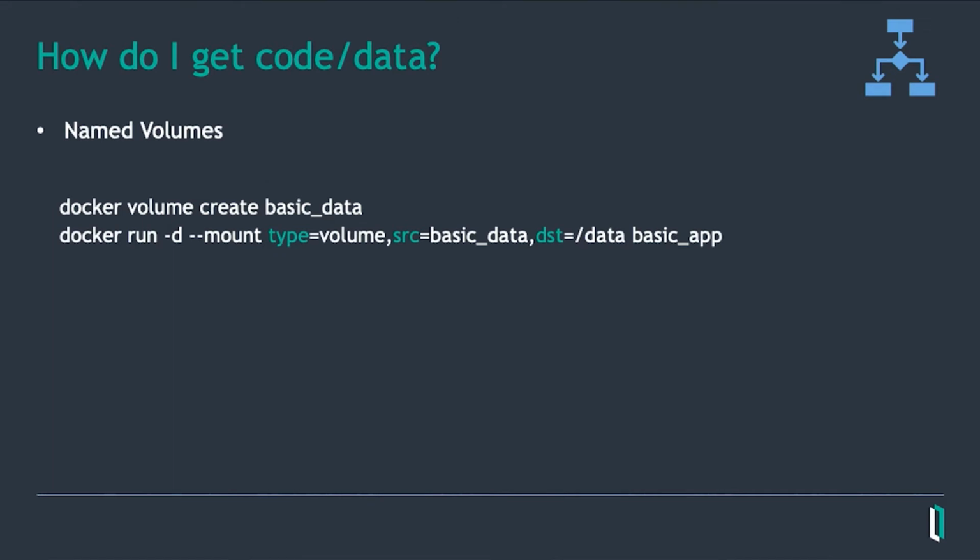For a named volume, you create it beforehand using the docker volume create command, and then you can mount them in much the same way as we did the bind mounts, using that command. We'll see an example of how to do this in just a minute.